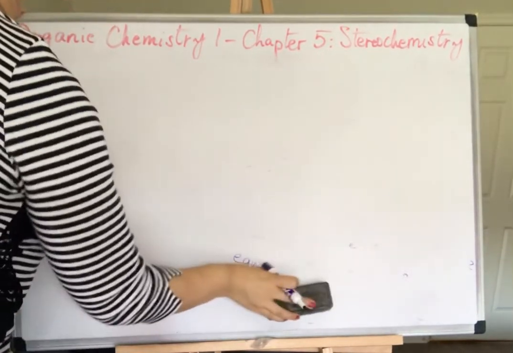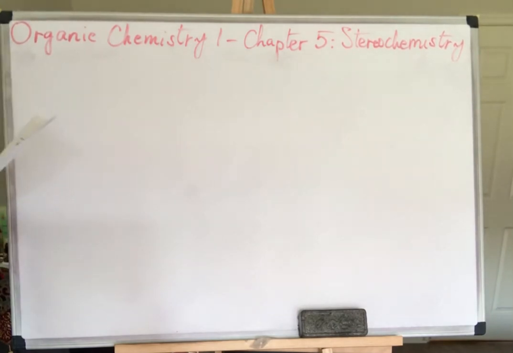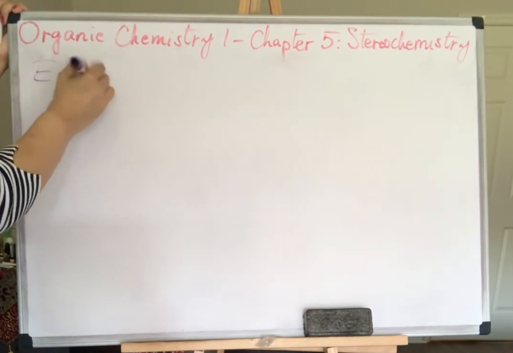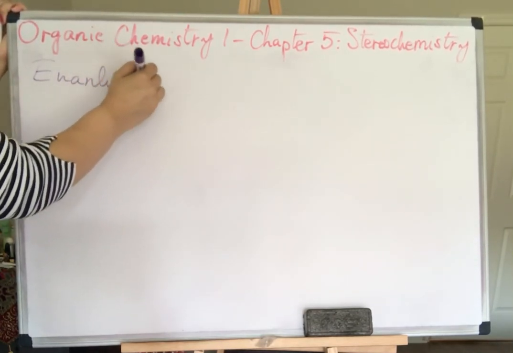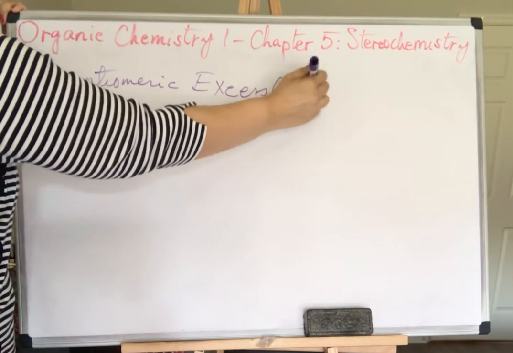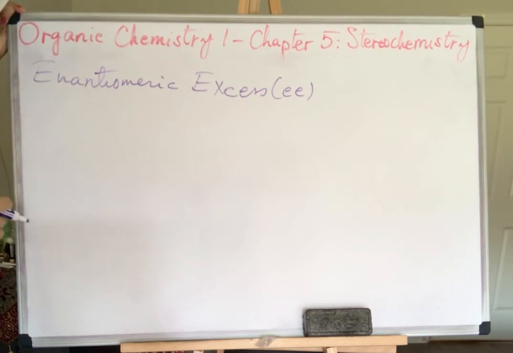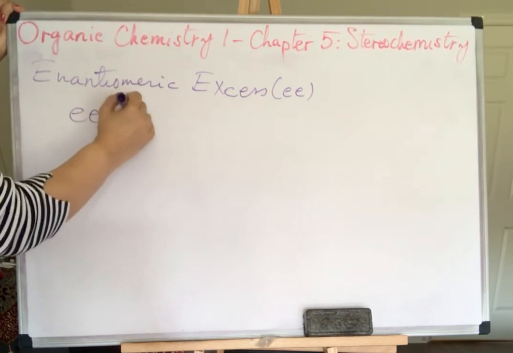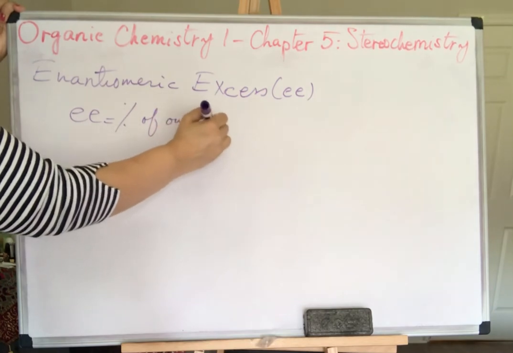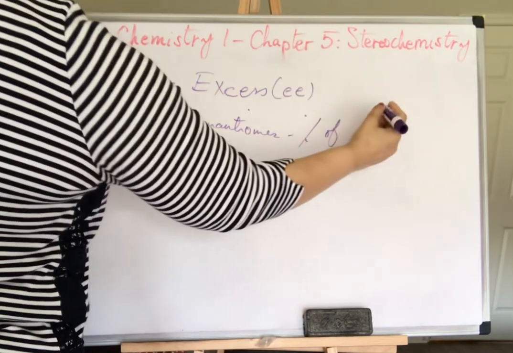Okay, the last thing you need to know about this chapter, I don't call it weird, but it's different from what you had so far, is enantiomeric excess, or EE, or we call it the same, optical activity. Enantiomeric excess is the percentage of one enantiomer minus the percentage of the other enantiomer.